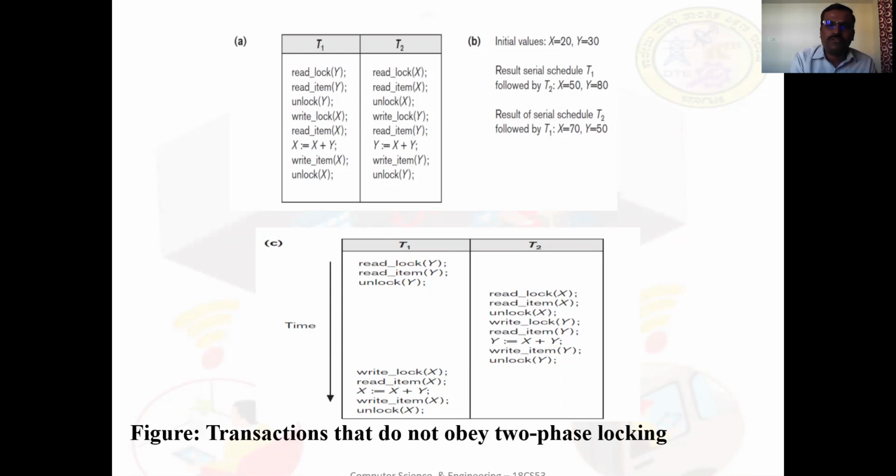X is equal to X plus Y. X plus Y means 20 plus 50, 70. Write item X. Y is 50, X is 70. This is the serial schedule. The first one is T1 followed by T2. In the second case, T2 followed by T1.